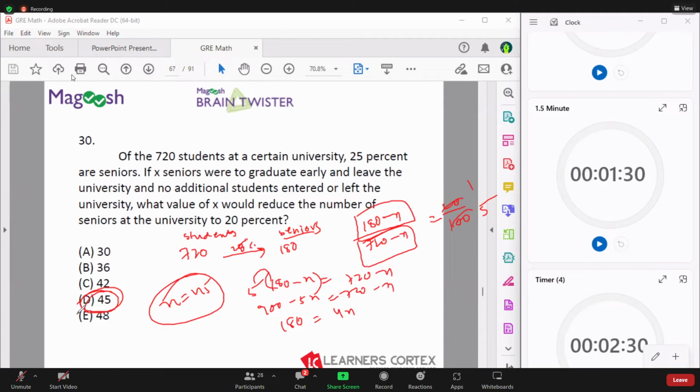A lot of you actually chose the answer as 36. The common mistake here is you are subtracting the seniors, but you're not changing the total number of students. The total number of students would also reduce. So this here also is required.